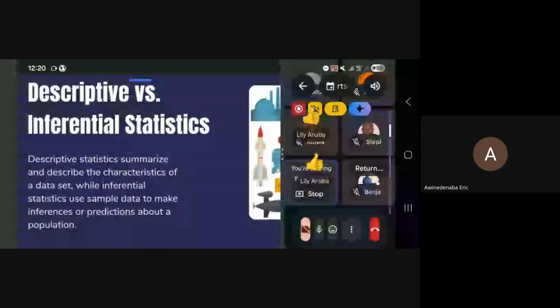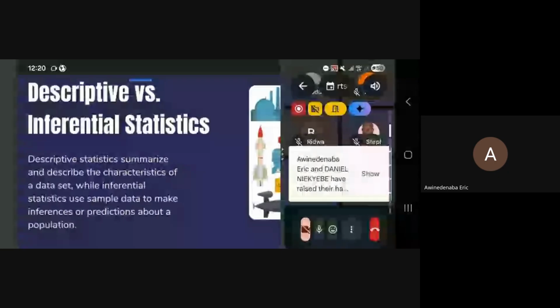So based on that, I think I'm jumping ahead. What are some of the differences you think we can get? It's not here, but we need to know. What are some of the differences? Daniel.